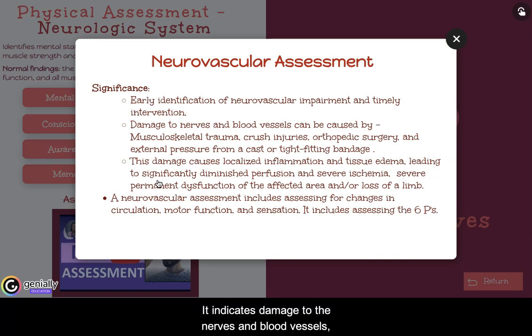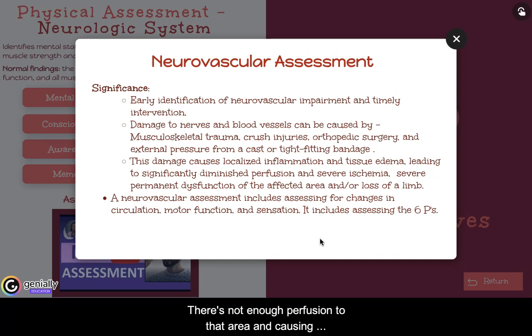It indicates damage to the nerves and blood vessels, which can be caused by musculoskeletal trauma like falls or crashes, crush injuries, orthopedic surgery, external pressure from a cast or tight-fitting bandages. Right? That's the reason why when a patient has a cast on from a fracture, we check the neurovascular status, the 6 Ps.